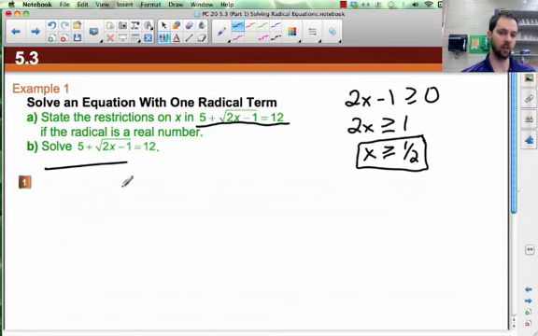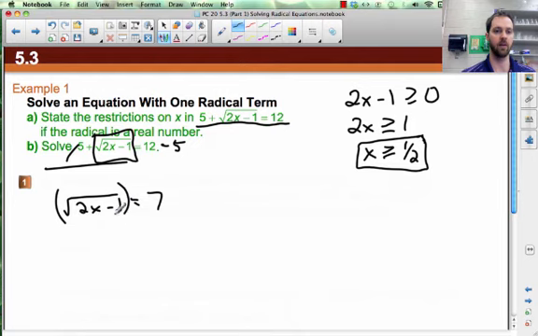Now we're going to solve this. The steps, basically: you always want to isolate the radicand as soon as you possibly can. Right now this radical is attached to the 5 by addition, so we're going to subtract 5 from each side, and it will disappear here. The other side ends up being 12 minus 5, which is 7. So you get the root of 2x minus 1 equals 7.